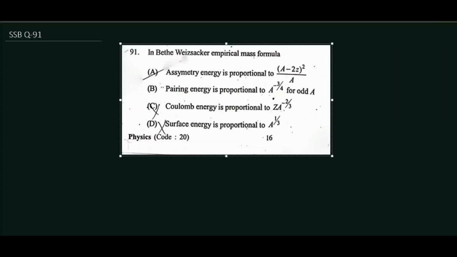Bethe-Weizsäcker empirical mass formula. As you know, in nuclear physics, this Bethe-Weizsäcker empirical mass formula is also known as the semi-empirical mass formula. And this formula is linked with the stability of the nucleus in the form of binding energy. So the formula we can write as this.